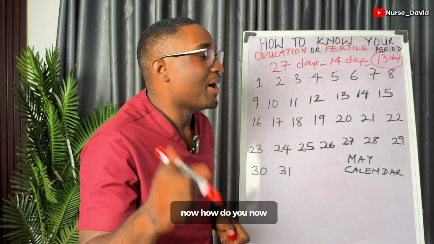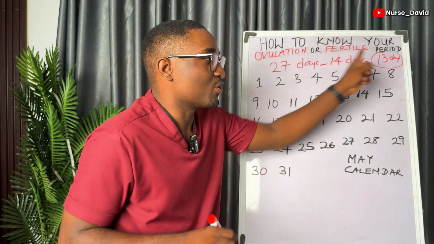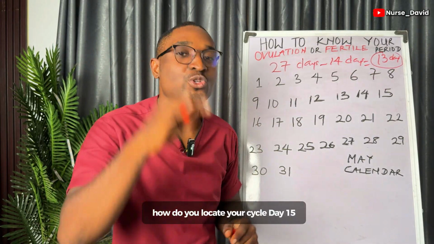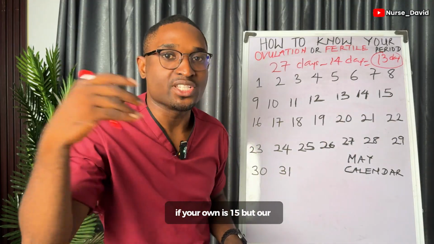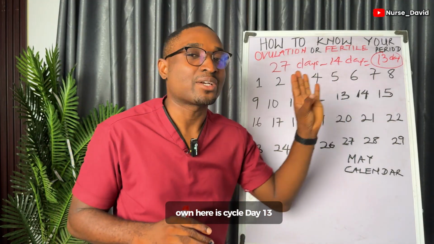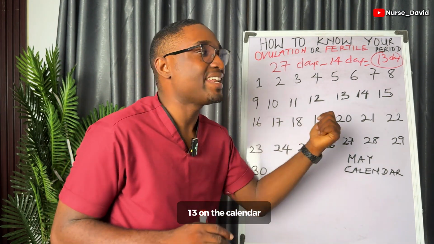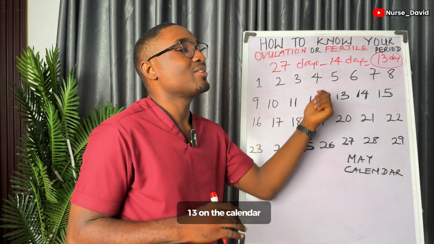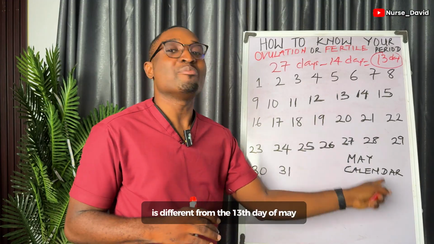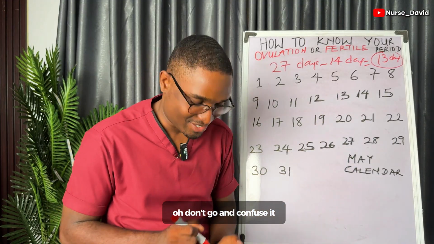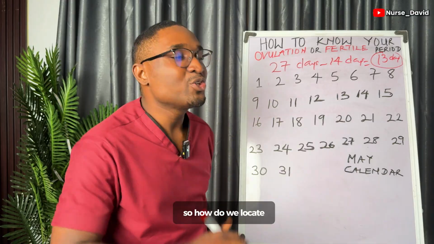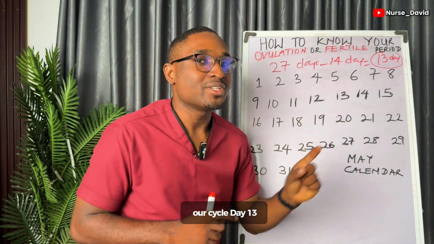Now, how do you know your cycle day 13? How do you locate your cycle day 15 if your own is 15? But our own here is cycle day 13. So how do we locate cycle day 13 on the calendar? Because cycle day 13 on the calendar is different from the 13th day of May. Don't go and confuse it. Do you understand? So how do we locate our cycle day 13?